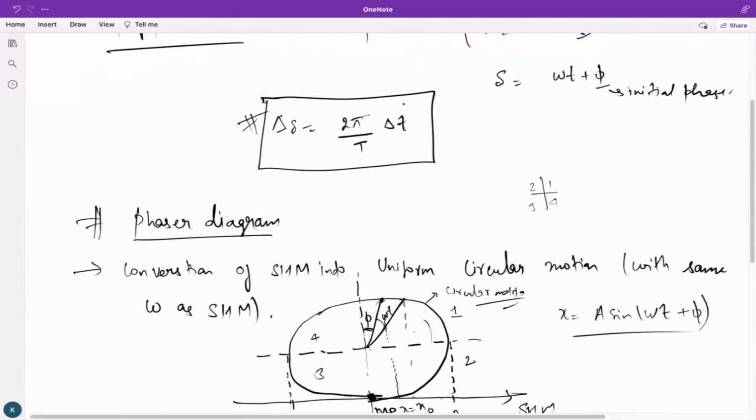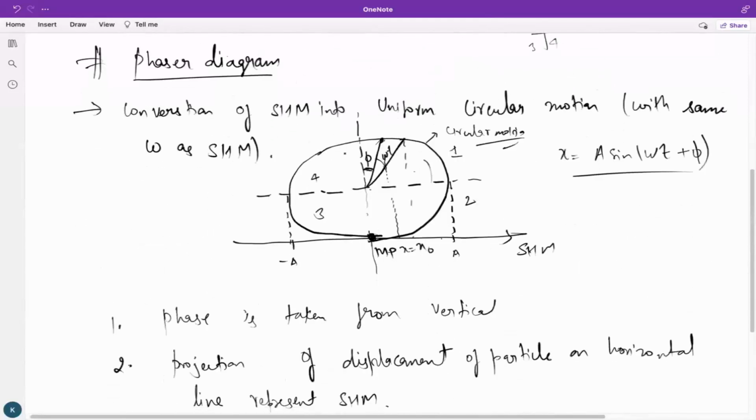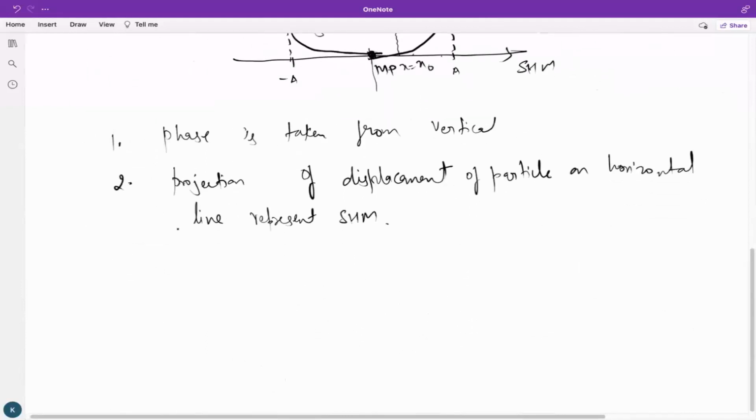Just convert the SHM into circular motion, which is termed as phasor diagram. So let's start today's new topic, which is termed as time period of simple harmonic motion.